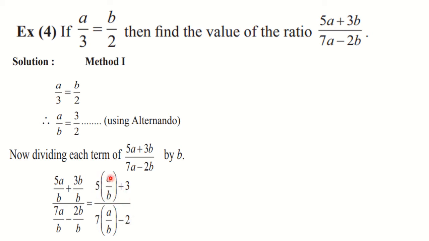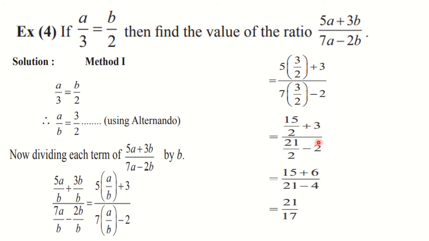Now we are going to replace this a upon b by 3 upon 2, and then we are going to get the answer. So let us replace that. Everywhere in place of a upon b, both the places, we have written 3 upon 2. Now when we multiply here, we will get 15 upon 2 here and 21 upon 2 here. That is our next step. And then again we are going to cross multiply, because you know that we can add the fractions only when their denominators are equal. So here also we want 2.